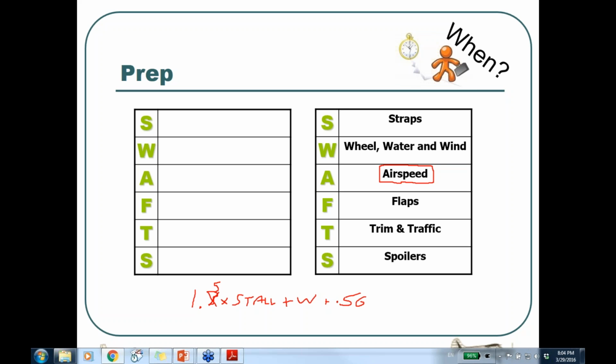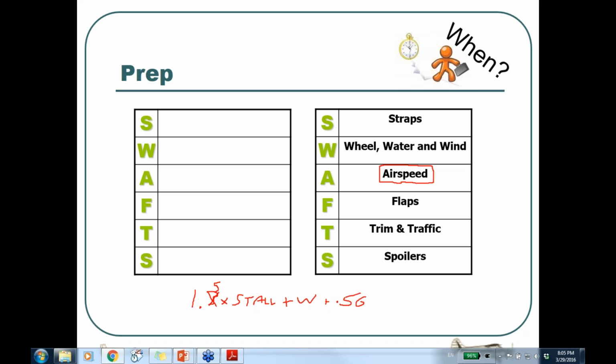Well, we know the stall. You look on the profile of the plane. You would know that. So then that would be a quick multiplication, 1.5 times whatever the stall is, plus the wind. So that should be done on the ground before you take off. You know what 1.5 times your landing configuration stall is, so you know that before you leave the ground. There's no calculation involved. Exactly. And then you just add the wind, plus half the gust. Okay, yeah. I get that.